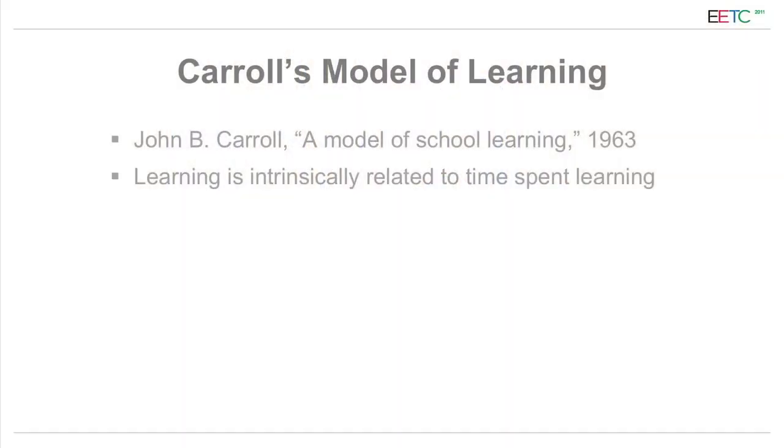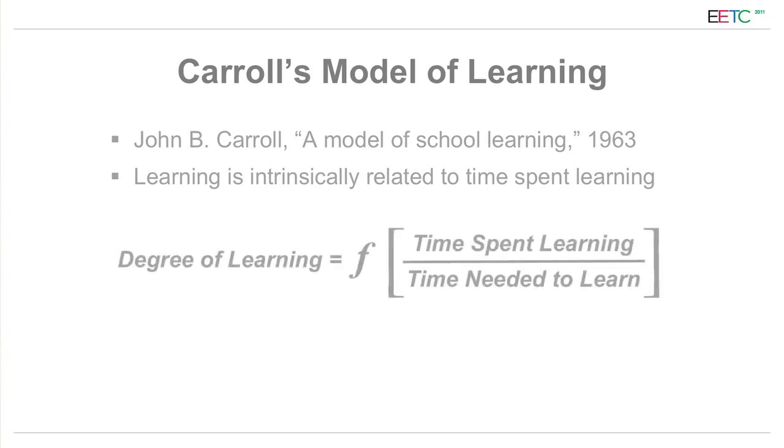His argument, he wrote about how to improve school learning. And his core insight was that learning is intrinsically related to time spent learning. And here's the equation that he actually wrote in his paper. And I want to pause on this for just a moment. It says the degree of learning that a student achieves is a function of the time spent learning relative to the time needed to learn.